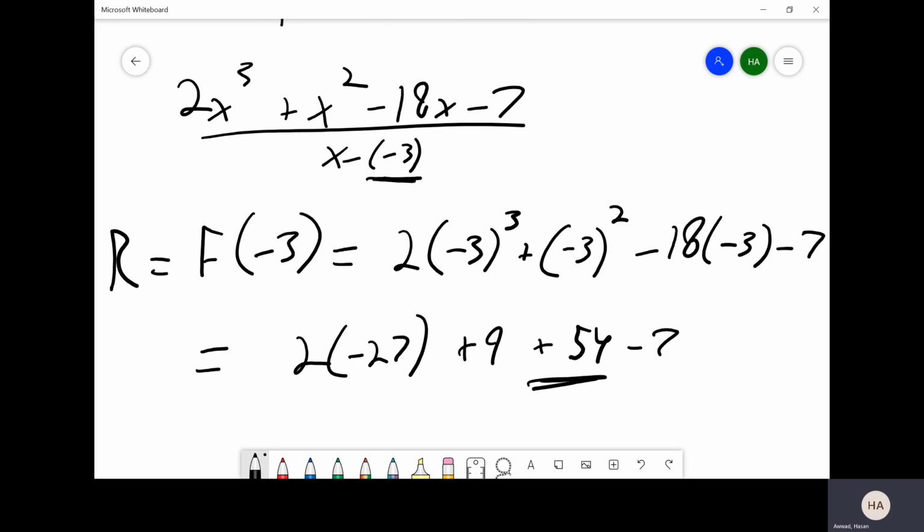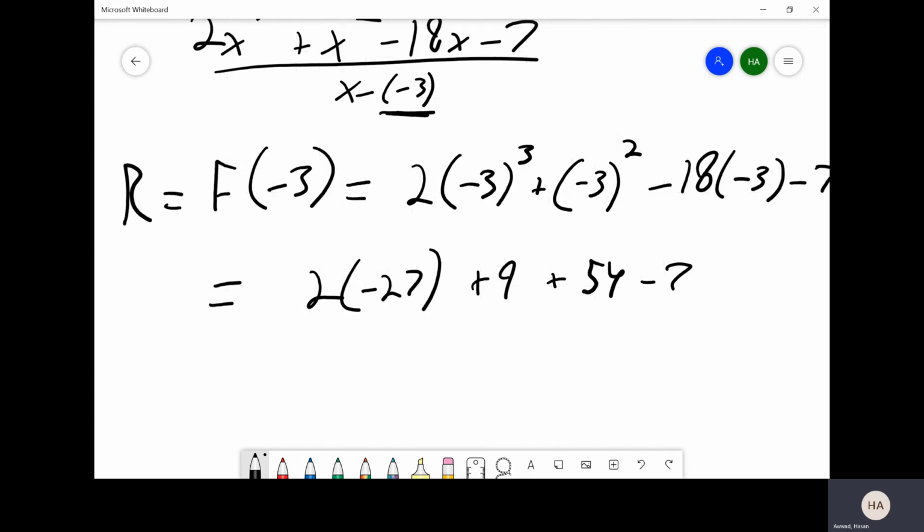Again, if you don't understand how I got positive 54 here, just plug into your calculator -18 times -3. You'll get the same thing. Okay, 2 times -27, well, that is -54 plus 9 plus positive 54 minus 7. And these pieces cancel out. We just have 9 minus 7, which gives me a 2.